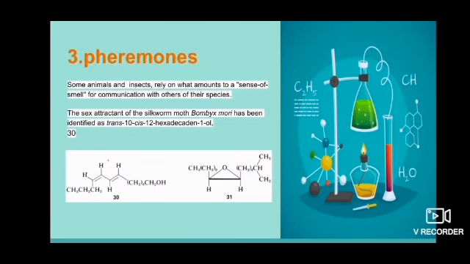Pheromones. The chemical substances that affect organism behavior are called pheromones. Some animals and insects rely on what amounts to a sense of smell for communication with others of their species. The famous example of pheromones is Bombyx mori. The sex attractant of the silkworm moth Bombyx mori has been identified as its pheromone. The formula given below is the Bombyx mori pheromone.